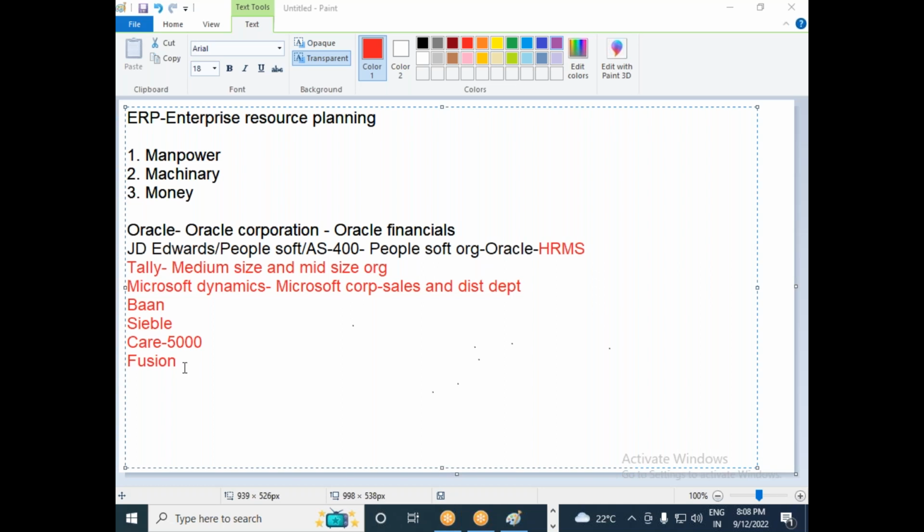Okay, so then we have SAP, right? You might have heard about, apart from these softwares, we have SAP also, one of the major enterprise resource planning tools. When I say SAP, can anyone tell what is the full form of SAP?